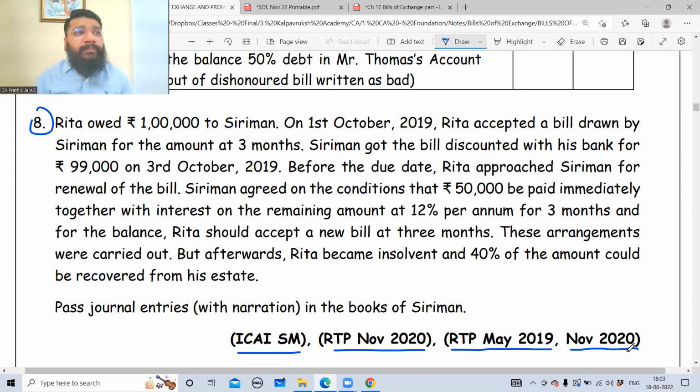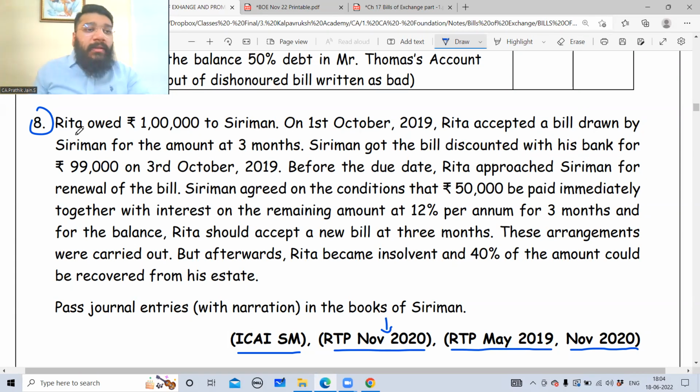What does RTP stand for? Revision test papers. All the students who gave their attempts in November 2020, before that they give a practice paper called a revision test paper. In those revision test papers, this many number of times it was asked. So mark this question, highly important. If you get this question, it will be for 10 marks.